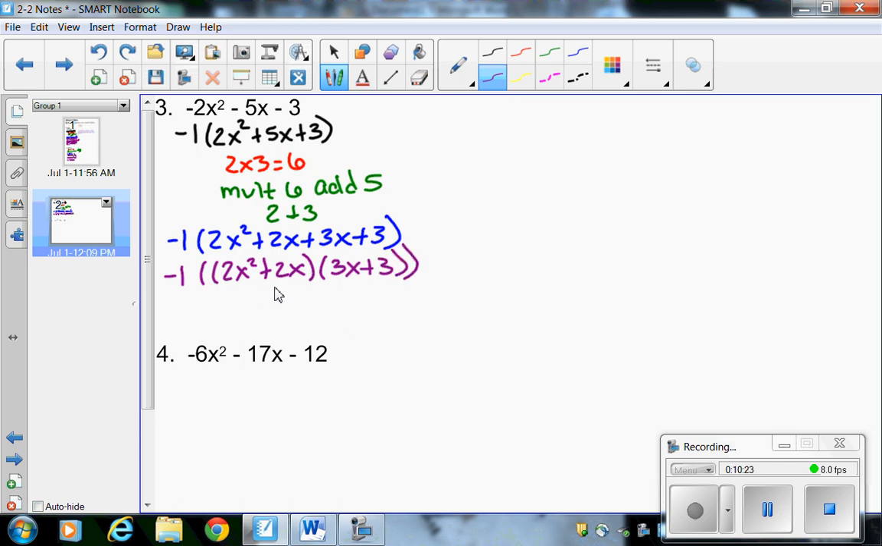What is common in the first set? I can pull out a 2x, so that's going to be negative 1. 2x times what is 2x squared? x. 2x times what is 2x? That would be a 1. What can I factor out between 3x and 3? And that's a positive 3, which is going to leave me with x plus 1.